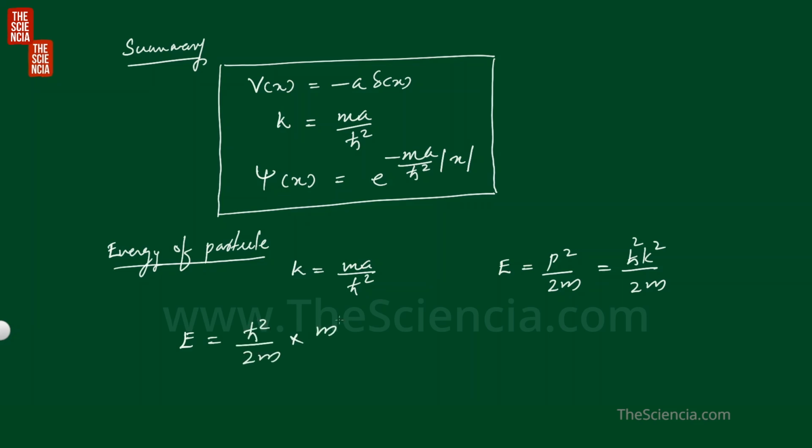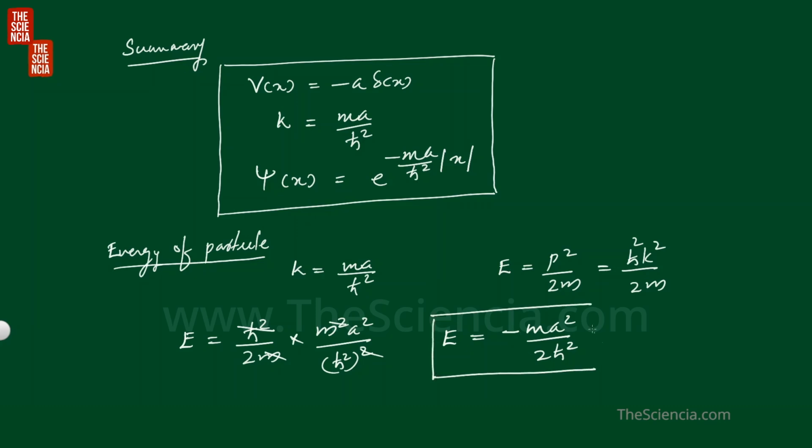K square is equal to m square a square by h cut to the power 4. So we can cancel h cut square and m square with m. So finally we get energy E equal to m a square by 2 h cut square. And here the particle is in a negative potential, and for a particle to be in a bound state, the energy should be negative. So this is minus. So this is the energy of the particle which is bounded in a Dirac delta potential. Okay.